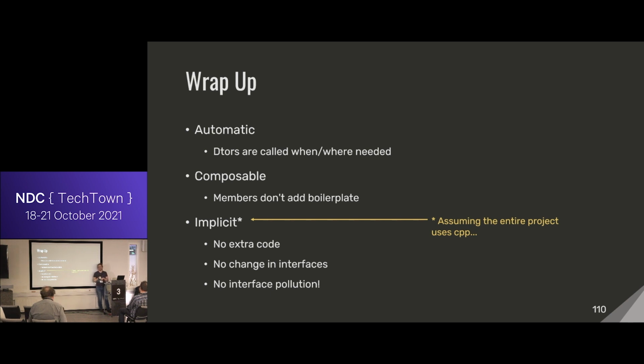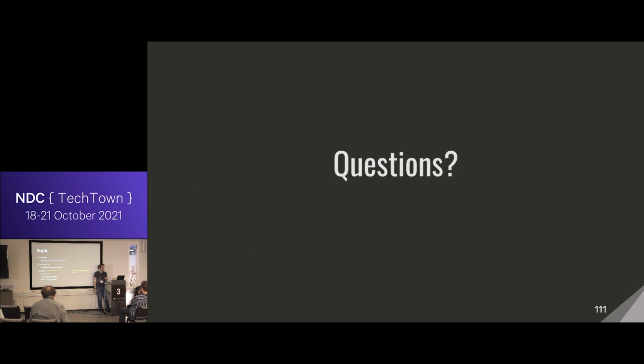There's no change in the interfaces when we add a new destructor, and it does not pollute the interface as we go higher up. Yes, that's lying because we have to write all of the code in this method, and if you just use regular Python code, nothing would work. But assuming you write all your project this way, if you add a new destructor to your code, you don't need to make any further changes. Any questions?